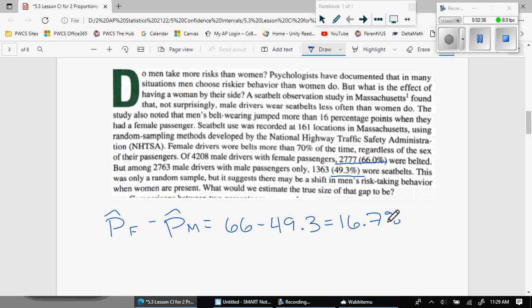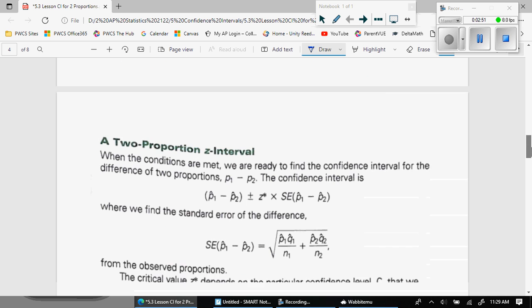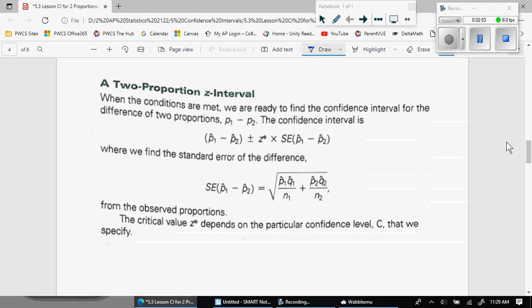But we want to try and estimate the true difference. If we were to look at all male drivers who had a passenger, what would the true difference in the proportions between a female passenger and a male passenger be? And so we use a confidence interval. We call it a two proportion Z interval. Last time we were doing a one proportion Z interval. Now we're doing a two proportion Z interval because we have two of them. It's still a Z interval.